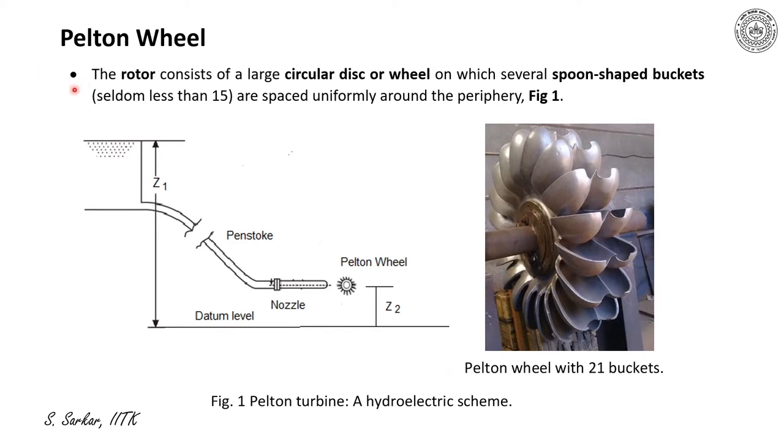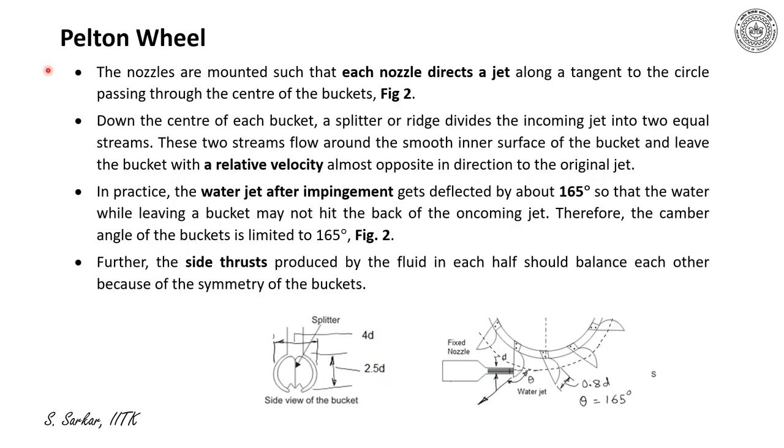Hence, as indicated here, the rotor consists of a large circular disc or wheel on which several spoon-shaped buckets, less than 15, are spaced uniformly around the periphery. Thereby, I have discussed the rotor of a Pelton wheel in brief. In a Pelton turbine, the nozzles are mounted such that each nozzle directs a jet along a tangent to the circle passing through the center of the buckets, as illustrated in figure 2.